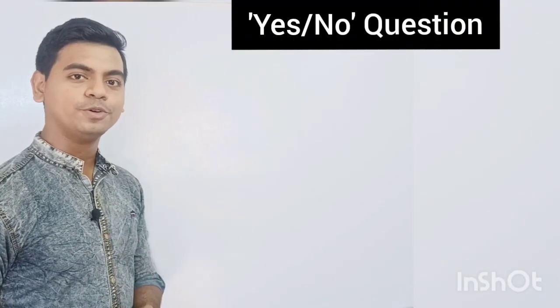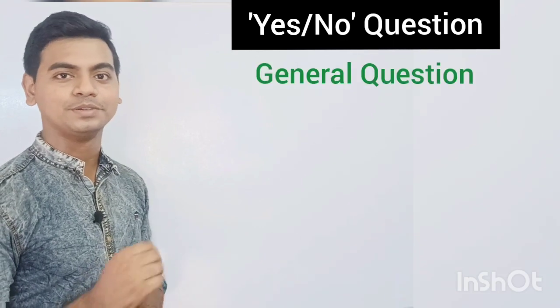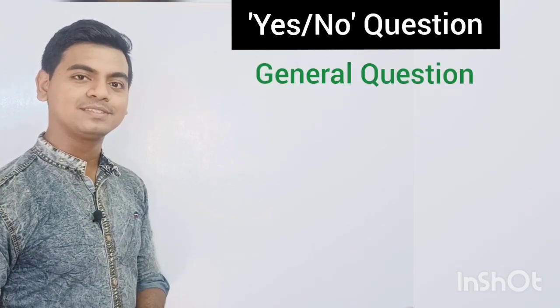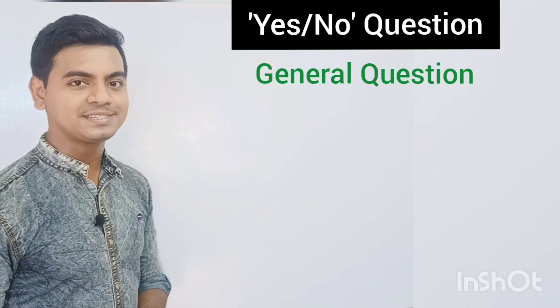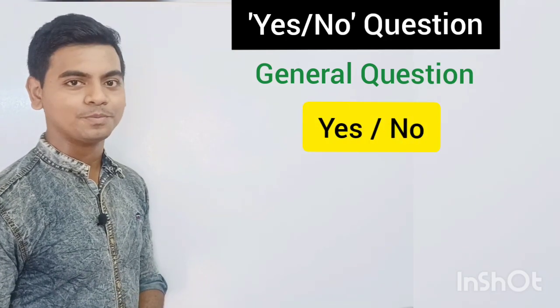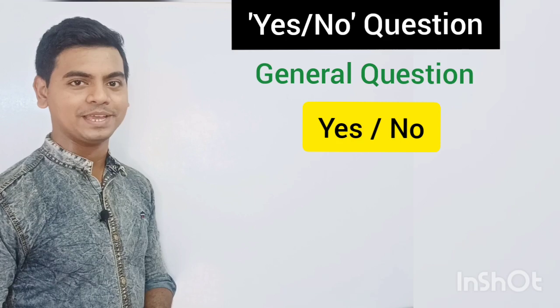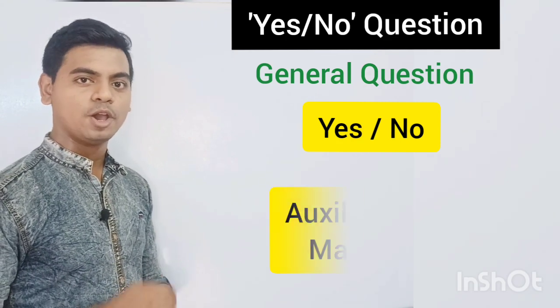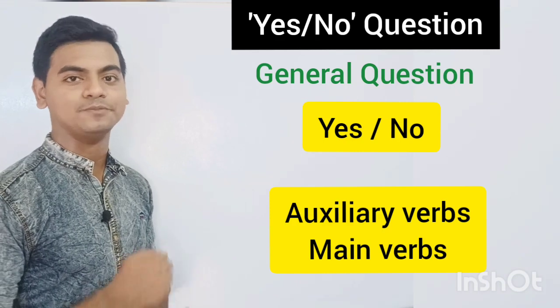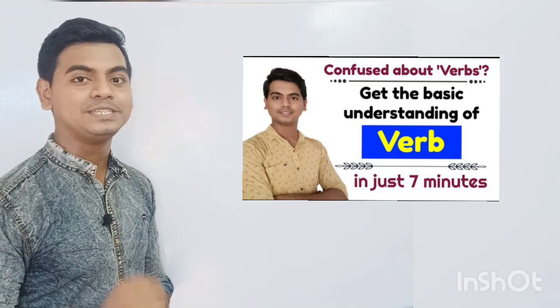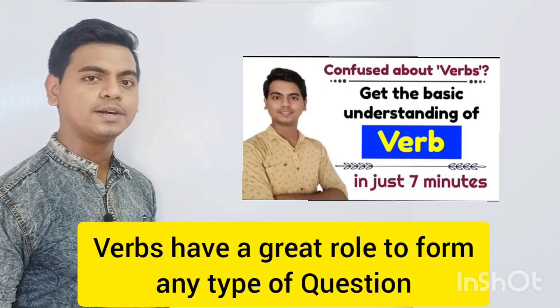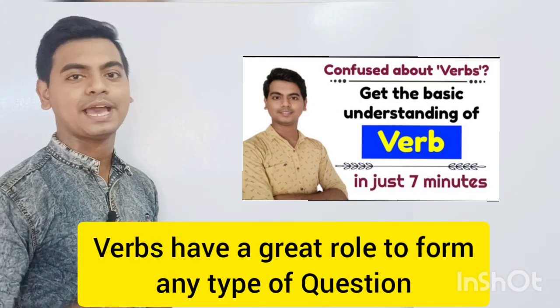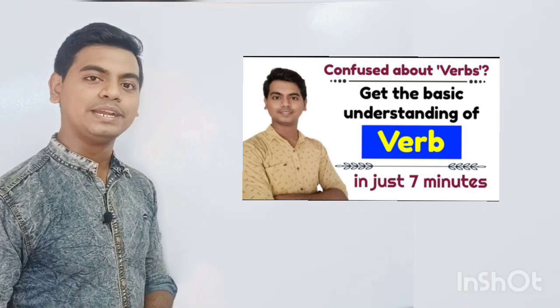Now we all know that a yes-no question is a general question. We can give the answer to this question by just saying yes or no. It's super simple to identify. Friends, we also know that there are two types of verbs, auxiliary verbs and main verbs. If you haven't watched my video on verbs, then please watch it, because verbs have a great role in forming any type of question. I'll give you the link of this video in the description box.